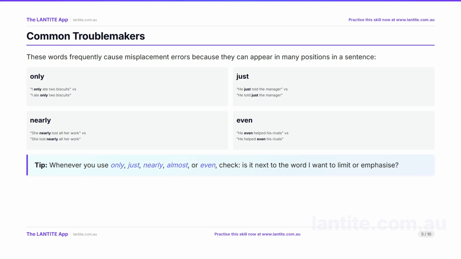Some words are notorious troublemakers when it comes to placement. The word only is the biggest offender. I only ate 2 biscuits sounds like eating was the only thing I did with them, as opposed to juggling them. I ate only 2 biscuits correctly limits the number. The same thing happens with just, nearly, and even. He just told the manager means he told them a moment ago. He told just the manager means nobody else was told. She nearly lost all her work suggests she came close to losing everything. She lost nearly all her work means most of it is gone. The fix is always the same. Put these words right next to the thing they are modifying.